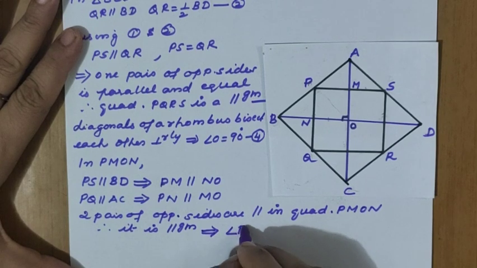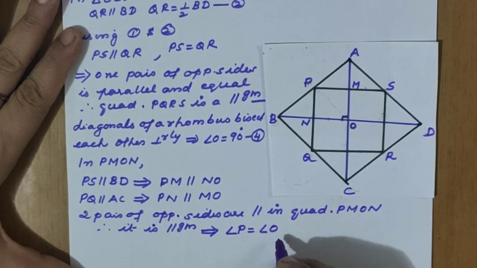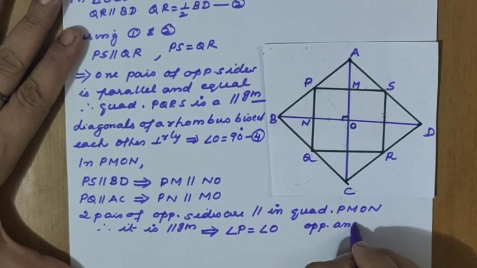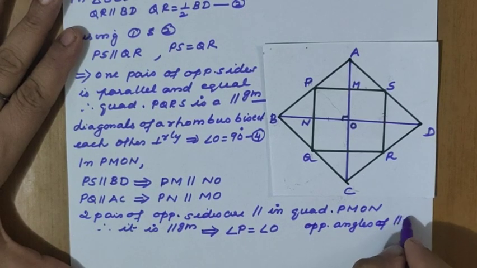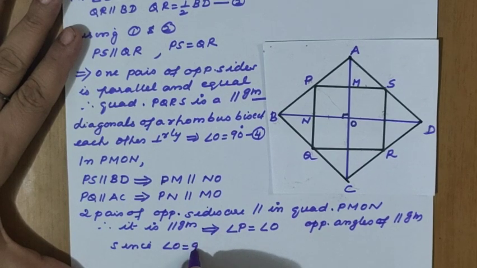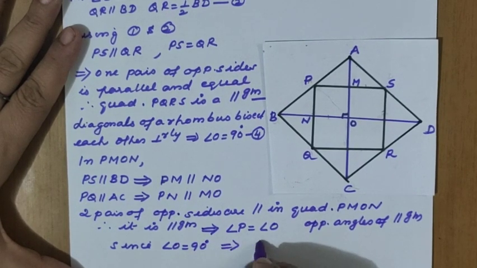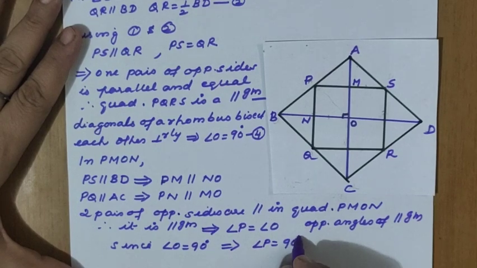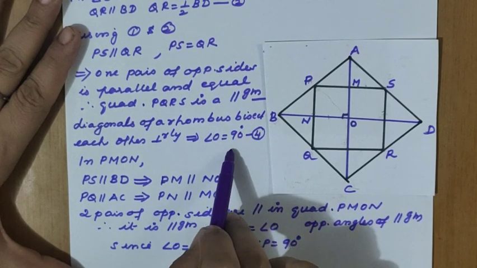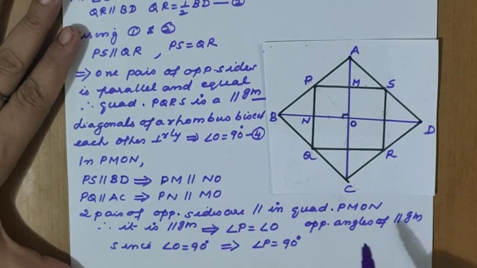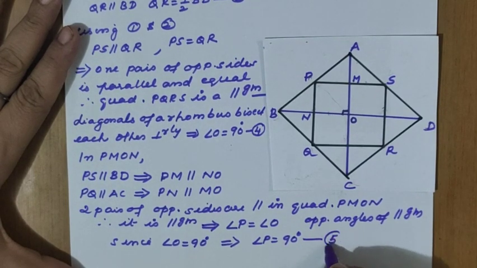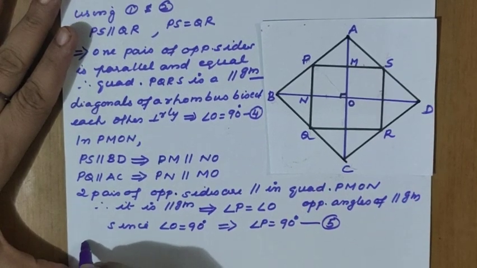Therefore, angle P equal to angle O. What is the reason? Opposite angles of parallelogram. Since angle O equal to 90, implies angle P is equal to 90 degree. So in equation 3 we got PQRS is a parallelogram. Equation 4, angle O is 90 degree, we got. Now we are saying that angle P equal to 90 degree. So equation 5. What is the conclusion now?